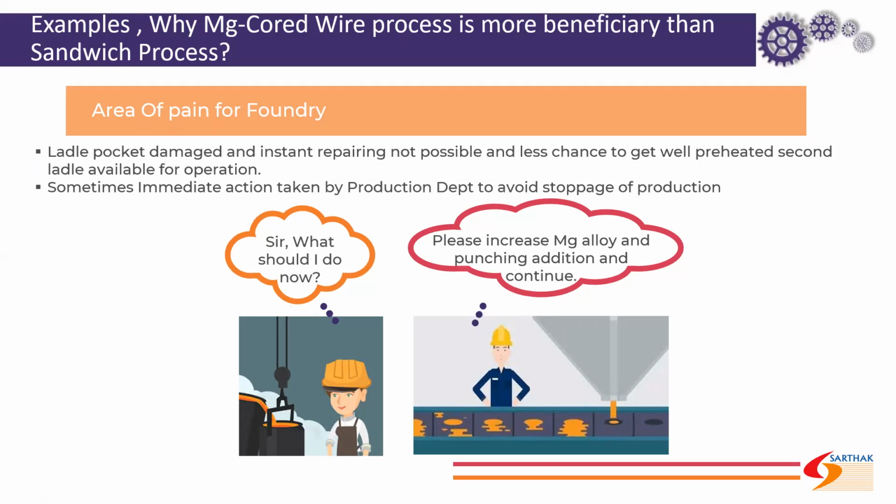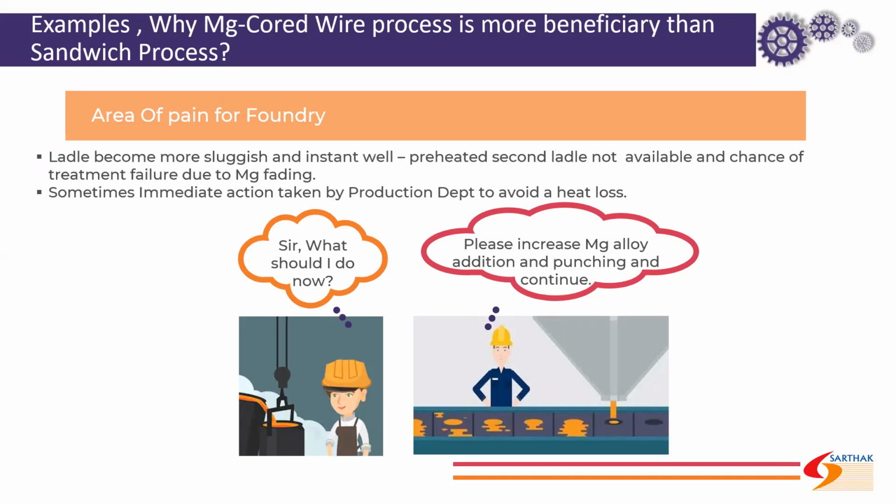And the second one is ladle pocket damage. Instant repairing is not possible. Sometimes there is little chance of getting a well-prepared second ladle available for operation. The production department doesn't want to lose production, so they sometimes increase Mg alloy punching and continue the production. So there is a lot of loss. Also, sometimes bad microstructure will happen.